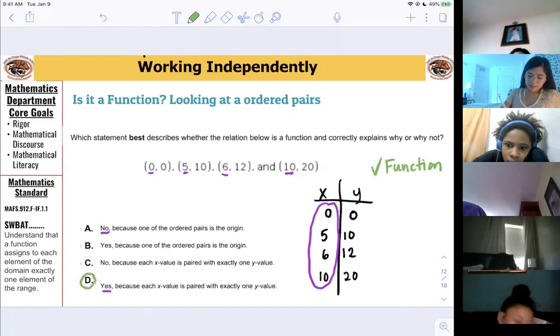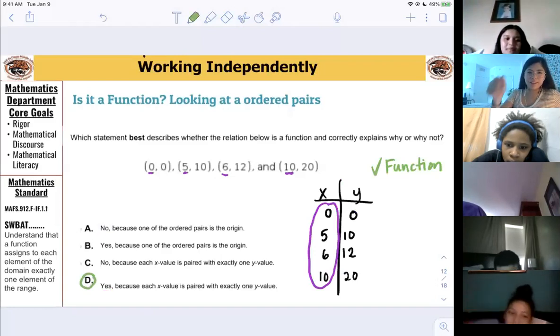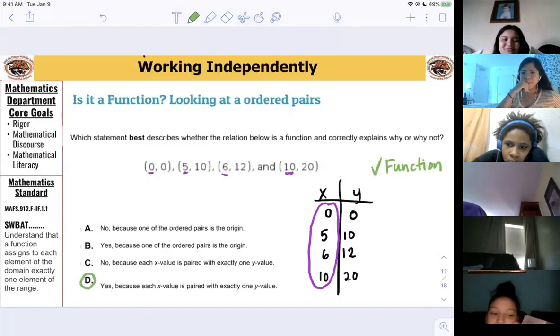Hey, I got it right. Does anyone have questions on this one? Because that one was definitely a little bit surprising for me. Miss, that was easy for me. That was easy.